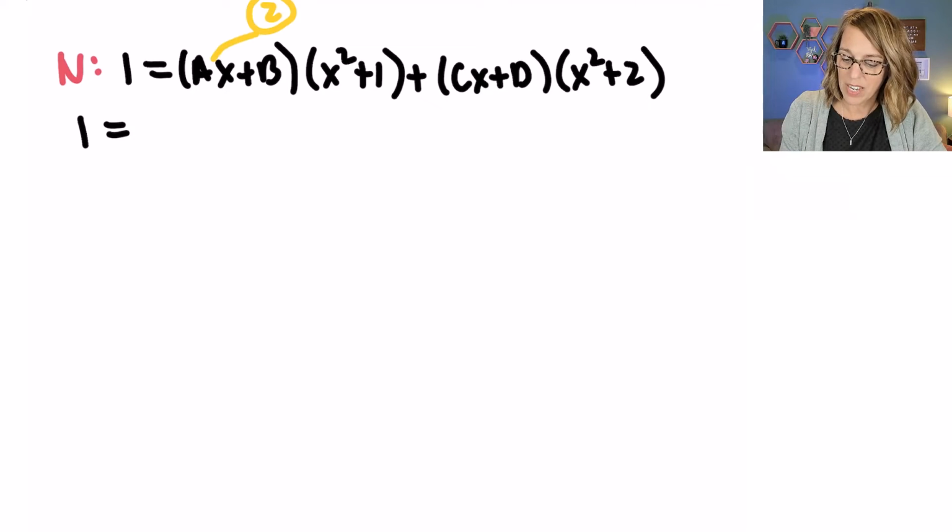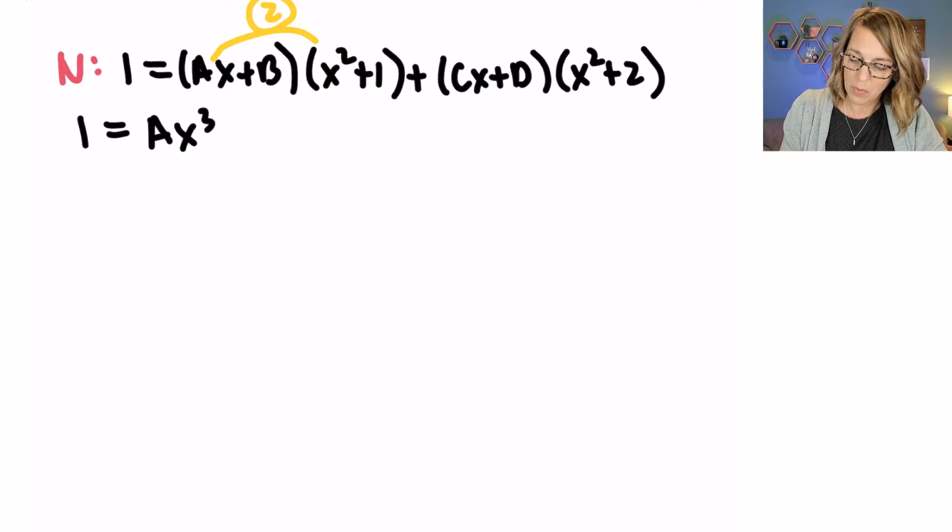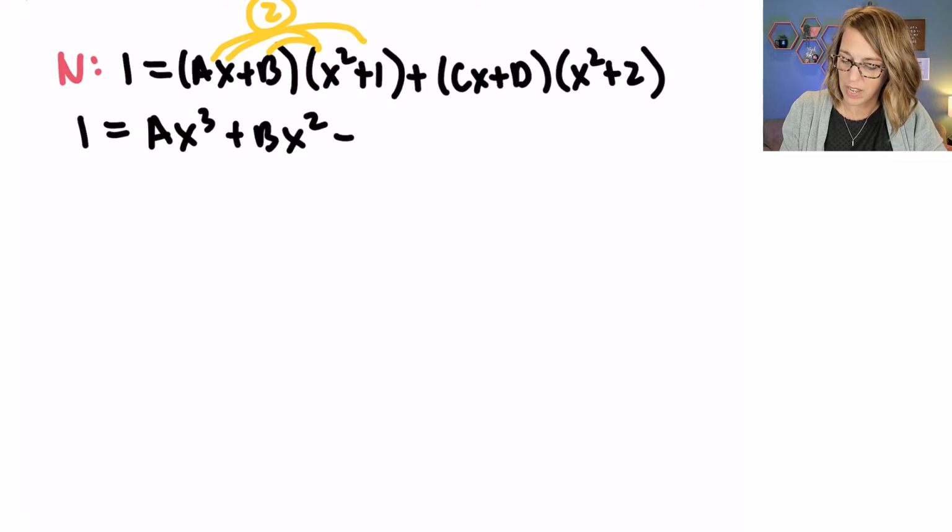That means that I want to start here with Ax times x squared. So that gives me Ax cubed. The next one is going to be Bx squared, so plus Bx squared. And then we've got an x term that's going to be Ax times 1, so plus Ax. And then on the end we have a plus B.